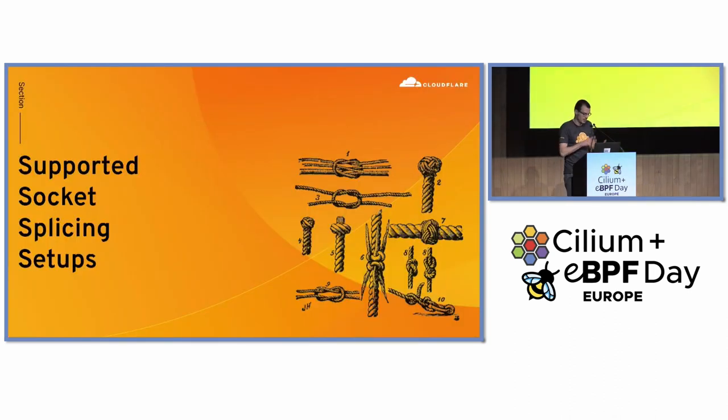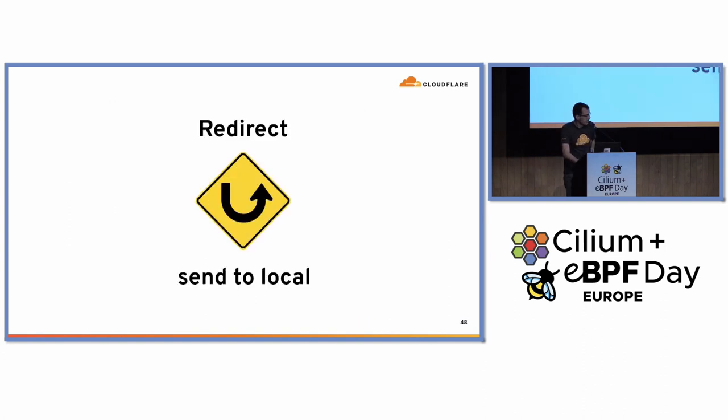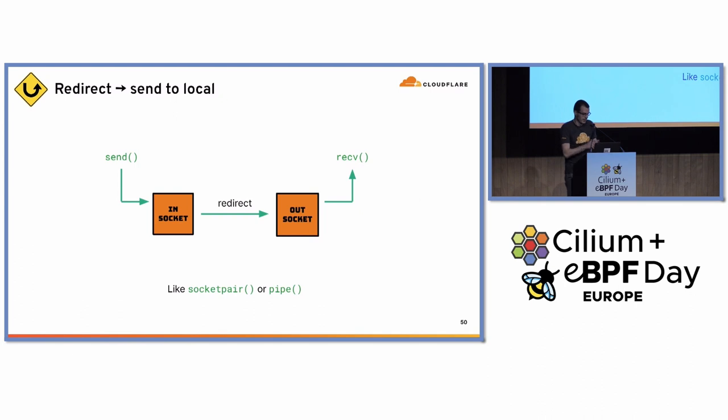All right, we have a little bit of an idea how we set it up. Now let's look at what scenarios we can actually redirect data from one socket to another. There are four different redirect scenarios in which we can set up Sockmap. The first one we're going to call send to local. This is the scenario that we have already seen, where two local processes communicate with each other. So we have an input socket to which one process writes, and then the data is redirected and is received or read out from another socket.